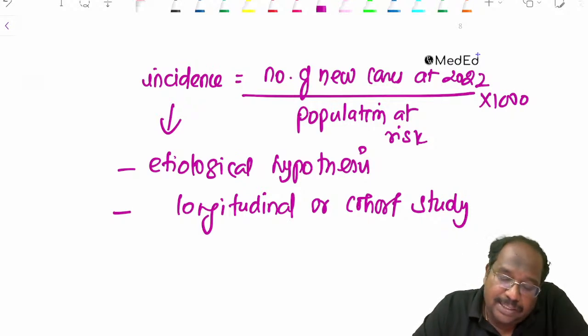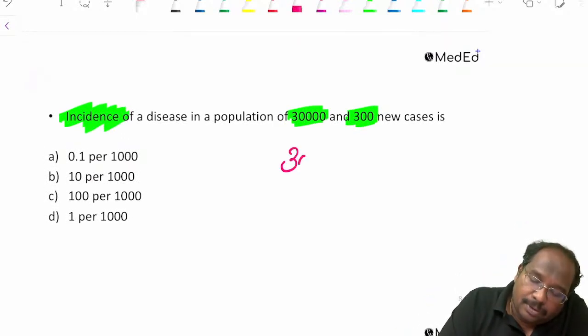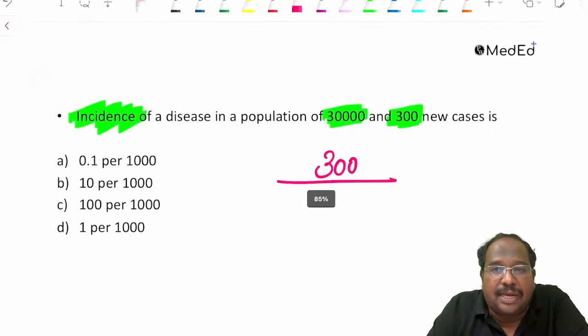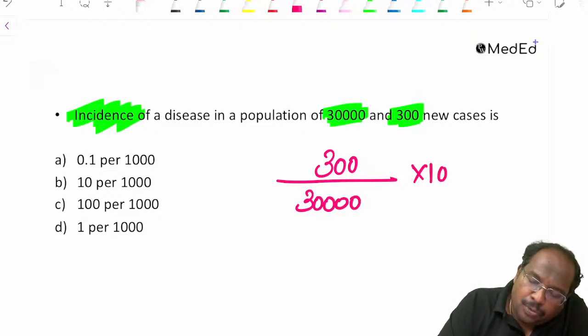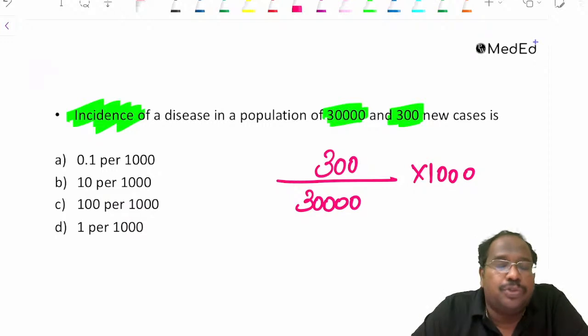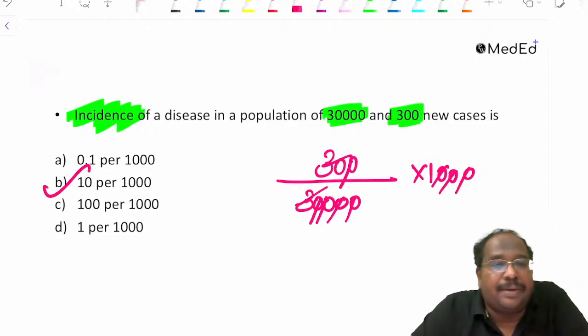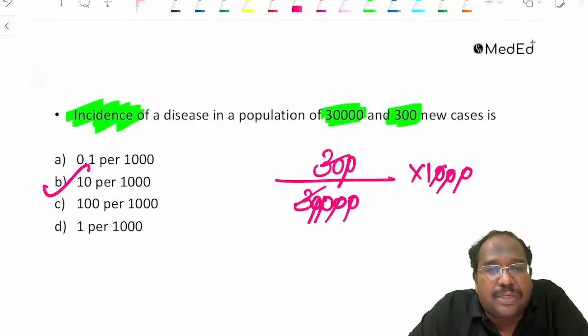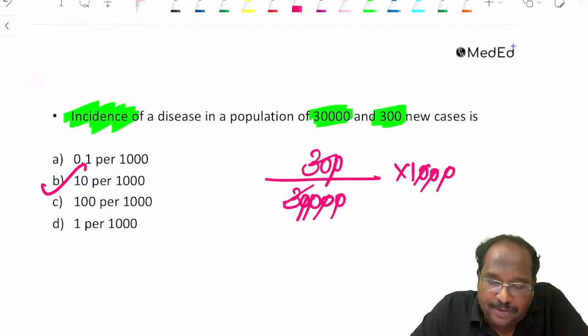Now let us see what incidence is here. Number of new cases 300. What is the population? Population is 30,000. And usually incidence we express in terms of 1000. Other ways are there, but usually we express in terms of 1000. The answer here is 10 per 1000. Incidence means number of new cases. Go to the next question.